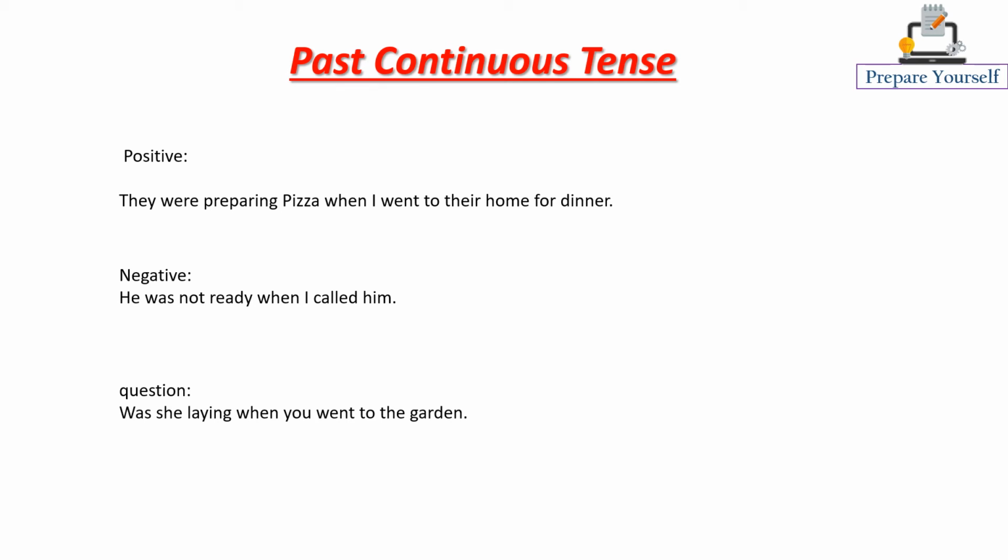And in the interrogative format, we can see, was she lying when you went to the garden? It means two parallel actions were happening. One person must have been sleeping when the other person went to the garden. So these are examples of actions happening parallelly, and past continuous tense is used when two actions are happening parallelly.